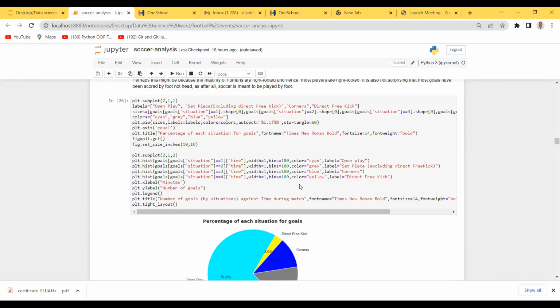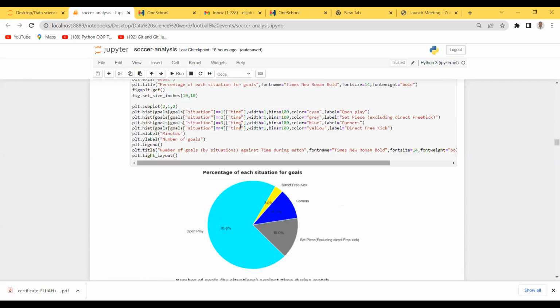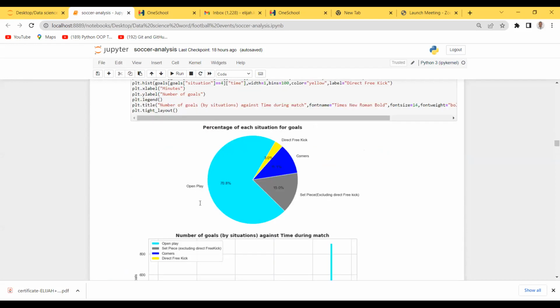So, the percentage of situations under which those goals were scored. 70% of the goals were scored on an open play, so a ball was kicked by the goalkeeper and it went all the way to the goal. 3% of the goals were scored by direct free kick, and 11% were scored using corners.